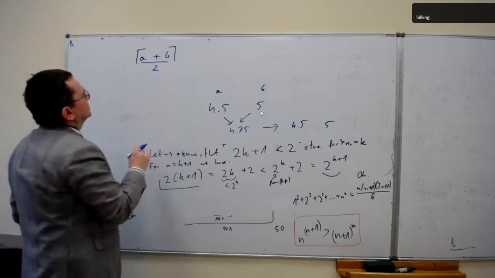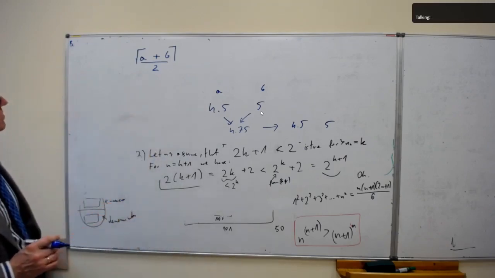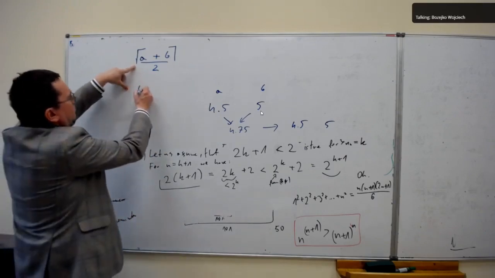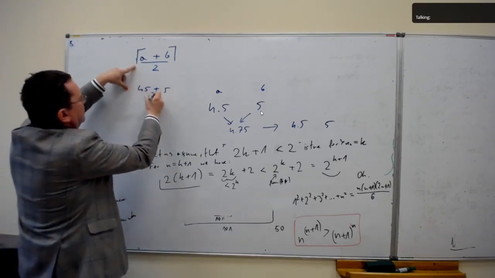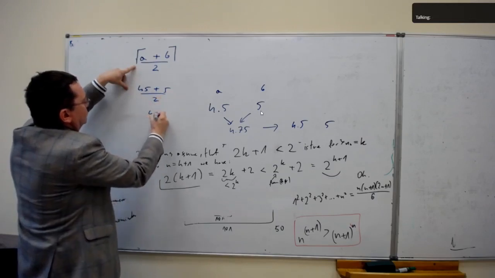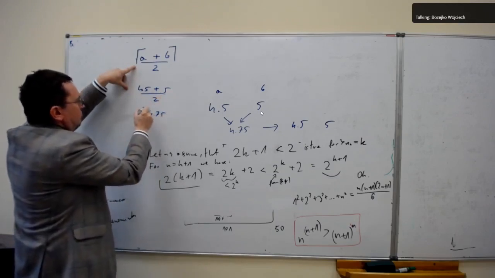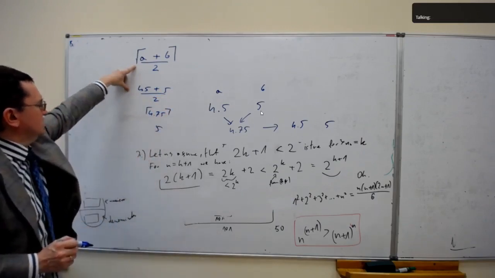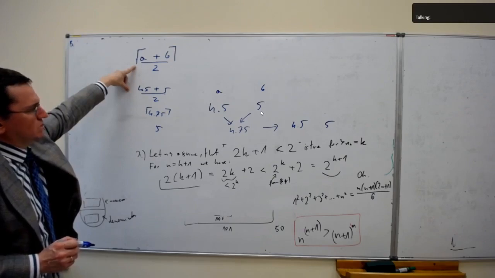Okay, maybe let us make it like this. If we do this, we have 4.5 plus 5 divided by 2, so this is 4.75. If we make an approximation, we have 5, and this is it. Maybe like this. Maybe we have some other way.